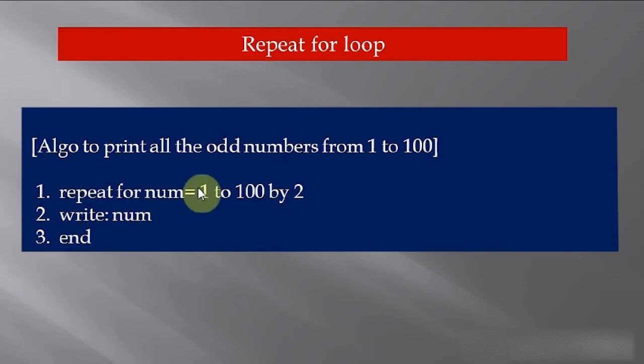Again it will go up. Now the value of num will be incremented by 2. It will become 3. 3 will be printed. It will go up. Now from 3 it will become 5. 5 will be printed, 7, 9, and so on. The last value of num that will be printed is 99. So after printing 99 it will go up, and the value of num will become 101. But the loop will not work because we have clearly stated that the loop should continue only as long as the value of num is between 1 and 100. So this is how repeat for loop works.